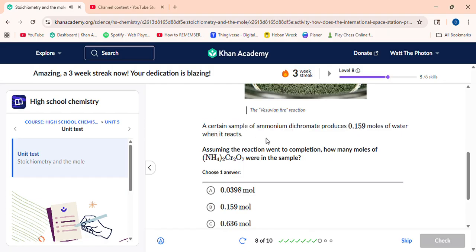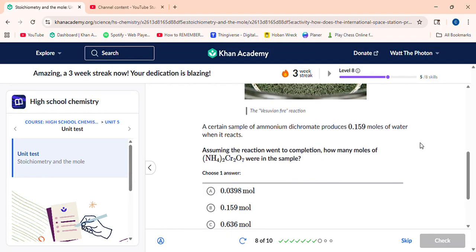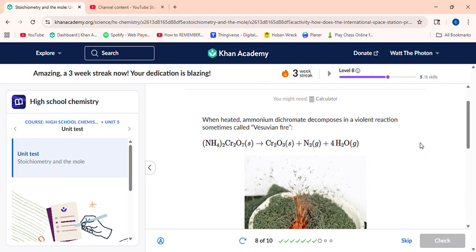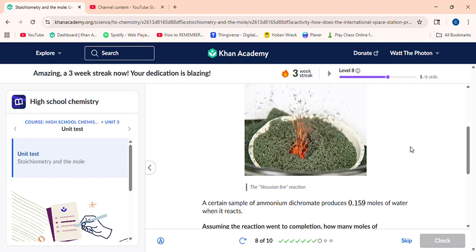Certain sample of ammonium dichromate produces 0.159 moles of water when it reacts. Assuming the reaction went to completion, how many moles of ammonium dichromate were in the sample? So it decomposes. Oh, that's really cool. Fire.